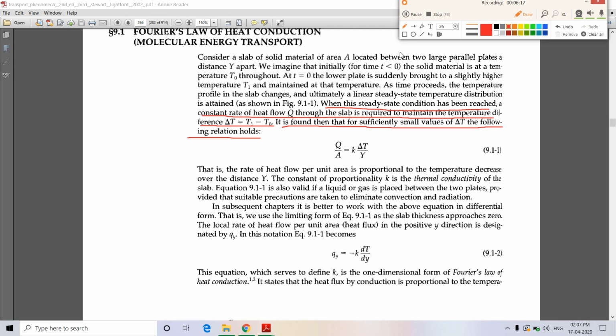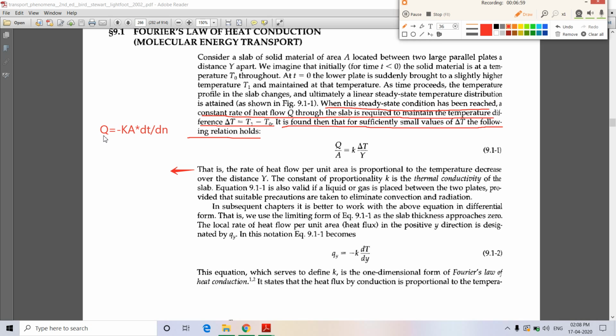In heat transfer, we know what Fourier's law is. Fourier's law states that the rate of heat transfer, or rate of heat flow by conduction through a uniform material, is directly proportional to the area normal to the heat transfer and the temperature gradient in the direction of heat flow. A similar definition is also given here: the rate of heat flow per unit area is proportional to the temperature decrease over the distance y.